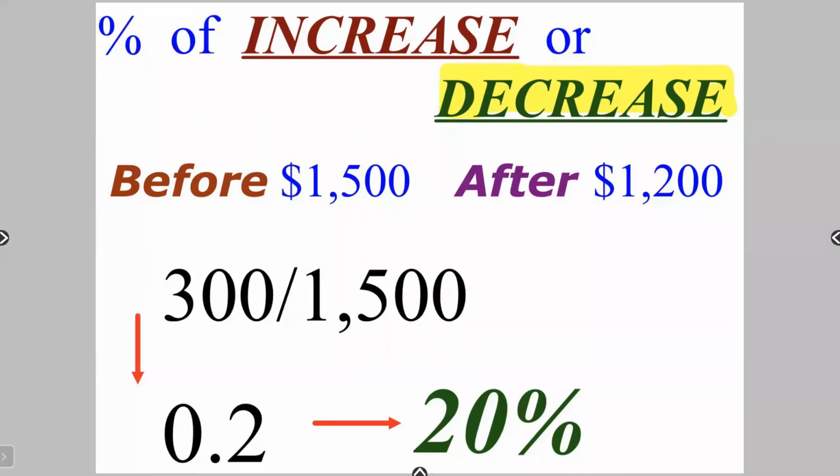And then all I have to do is make it into a percent. When you have a fraction, to make it into a percent, you first make it into a decimal. You take the top of the fraction divided by the bottom. 300 divided by 1,500 is 0.2. And once you get your decimal, you make that into a percent by multiplying it by 100.